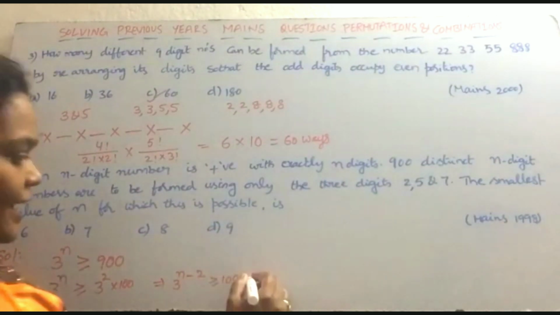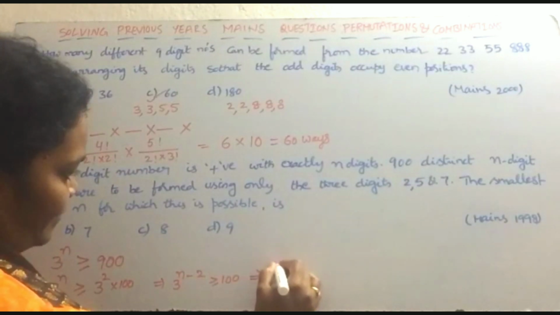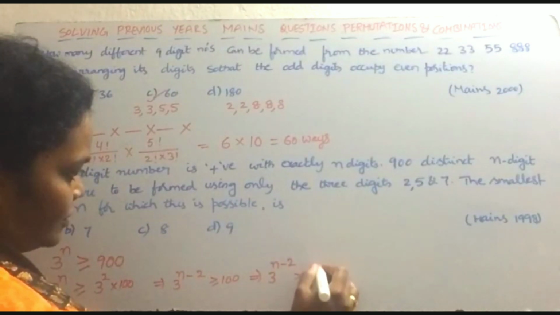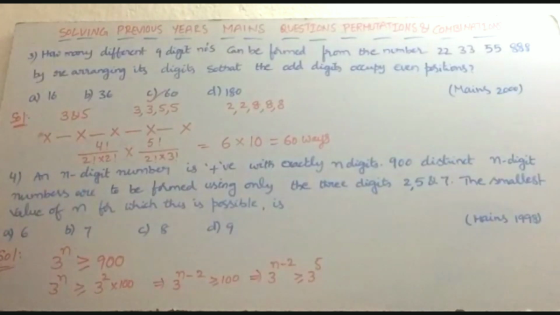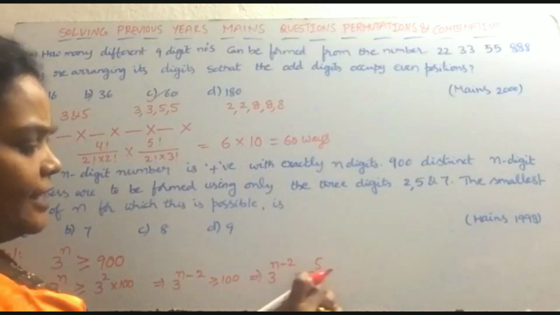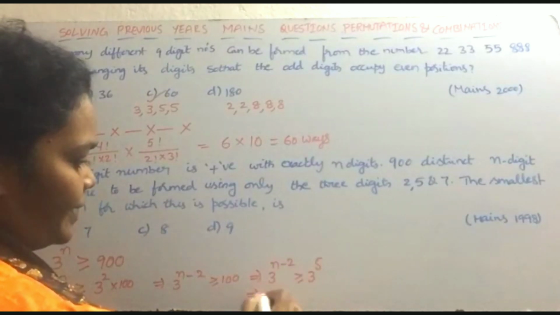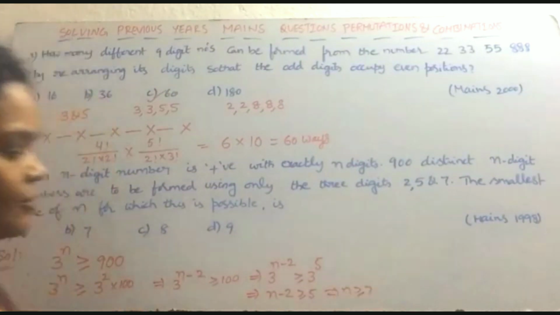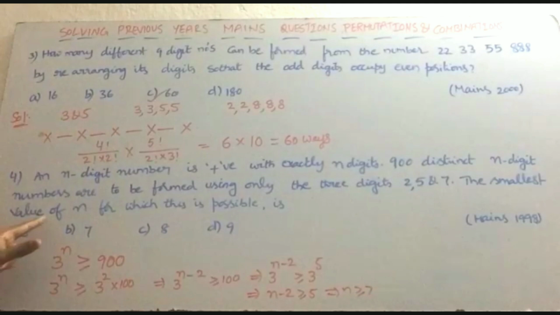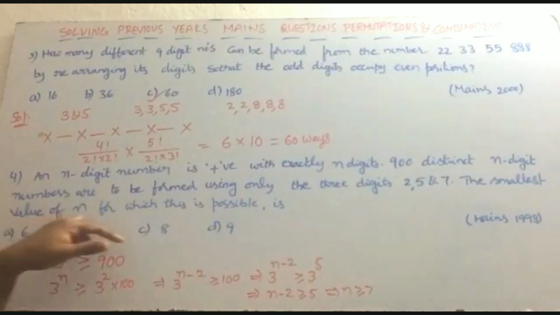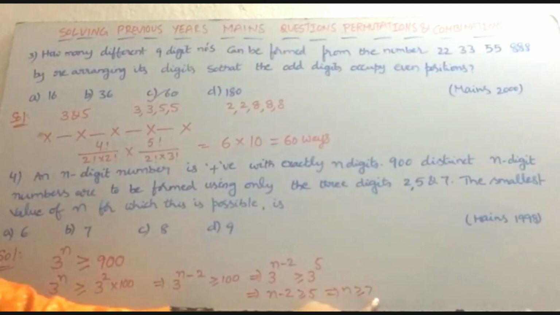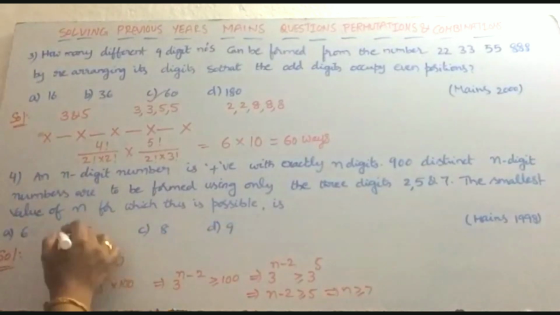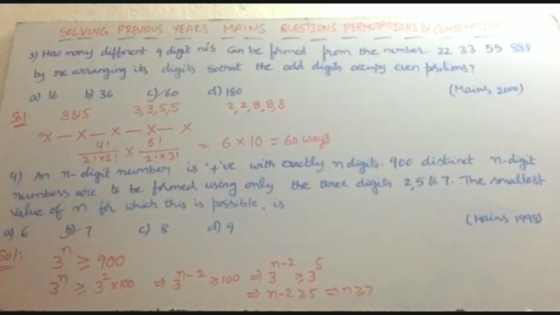So here 3 power n minus 2 is greater than or equal to 3 power 5. Here 3 power 4 is 81, but greater than or equal to 100 means I will write 3 power 5. That implies n minus 2 is greater than or equal to 5. That implies n is greater than or equal to 7. So the smallest value of n is 7. So that option is correct.